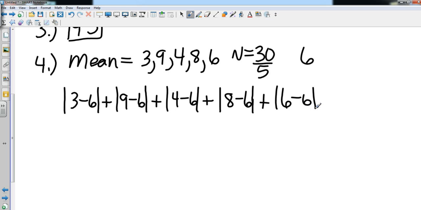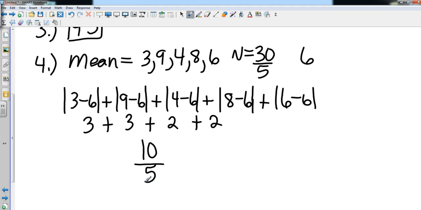So 3 minus 6 is negative 3, absolute value is 3. 9 minus 6 is 3, absolute value is 3. 4 minus 6 is negative 2, absolute value is 2. 8 minus 6 is 2, absolute value is 2. And 6 minus 6 is 0, so that distance to 0 is going to be just 0. So we've got 6, 8, we have 10 as our total. We're going to divide that by the number of data, and that's 5. So that gives us our mean absolute deviation is 2.